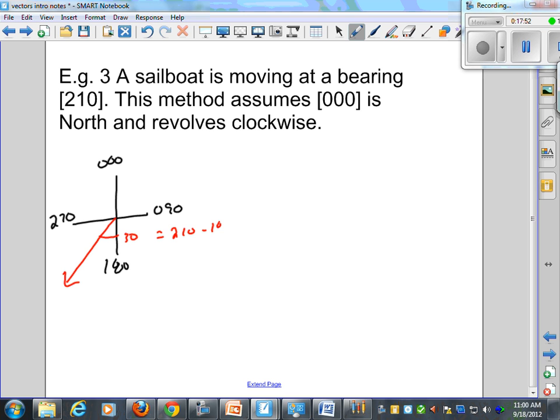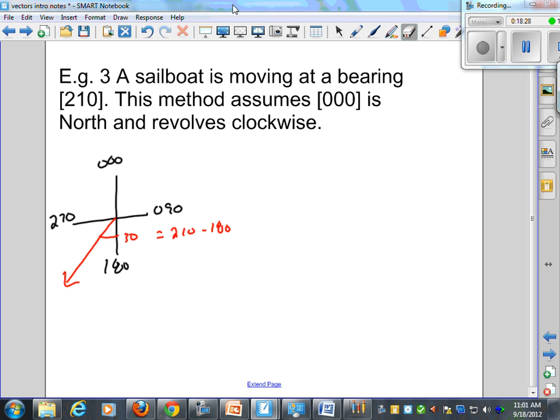210 minus 180. Now, just so you know, none of you are probably taking the unit circle in math yet, right? You might get confused because the mathematicians start their thing at 0 there, and they go this way. There's a reason for it, but this is unrelated to that. So 210 is that direction.